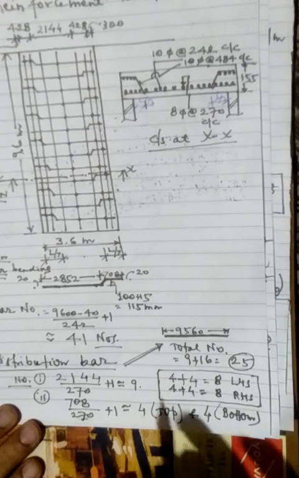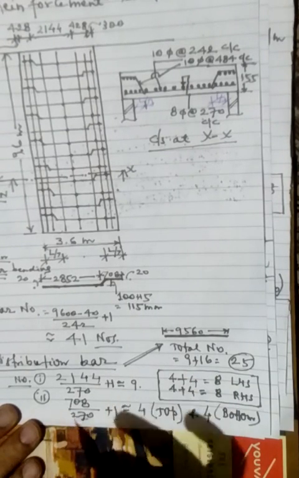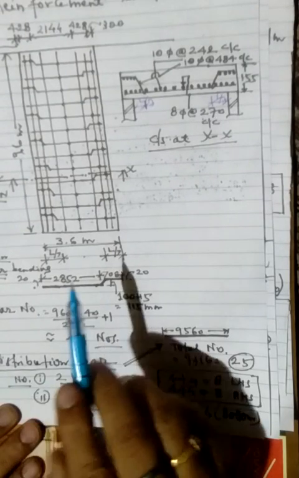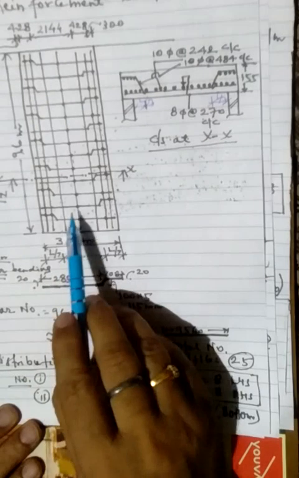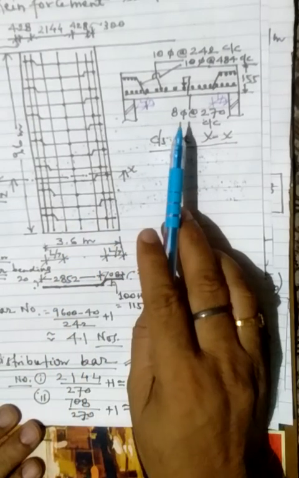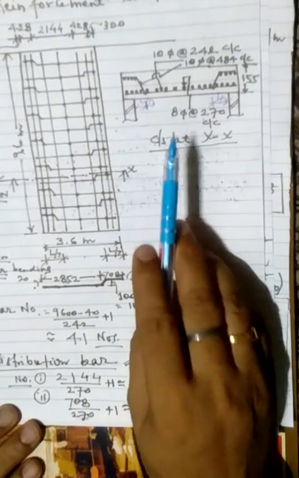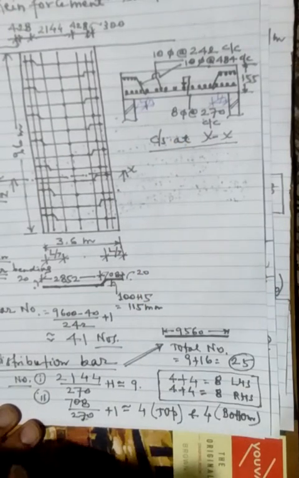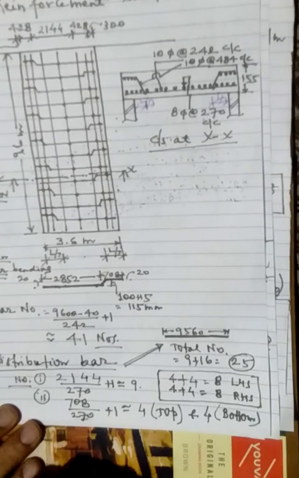So this way, it has been tried to clarify the reinforcement sketch of the one-way slab in the plan as well as in a cross section, how it is arranged, how it looks, and what are the main points which are to be taken care of during the time of construction.